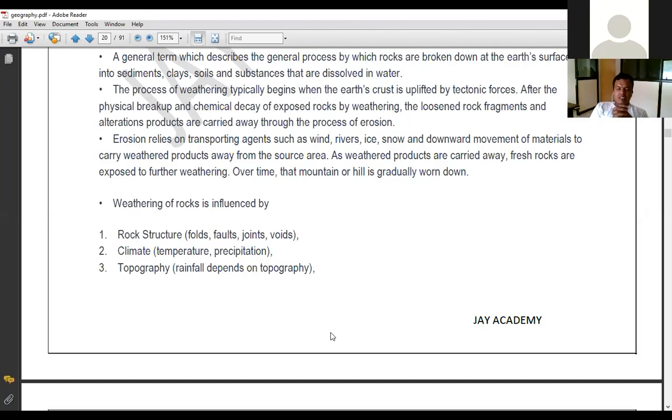So that is what is called biological weathering. Got it? The difference between physical weathering, chemical weathering, and biological weathering. Yes, sir. Got it.